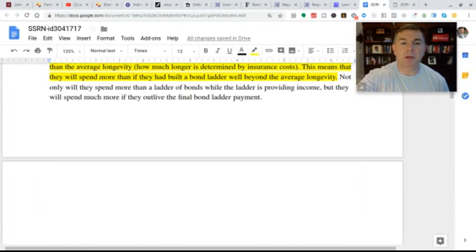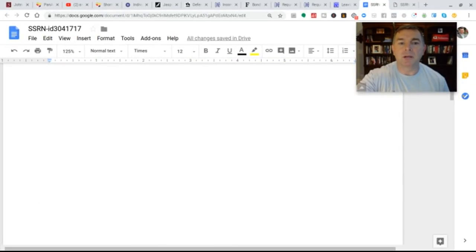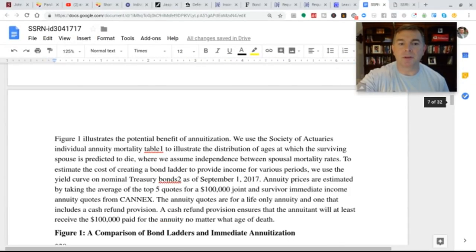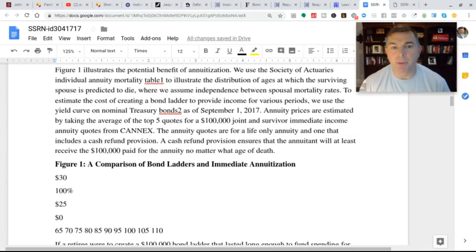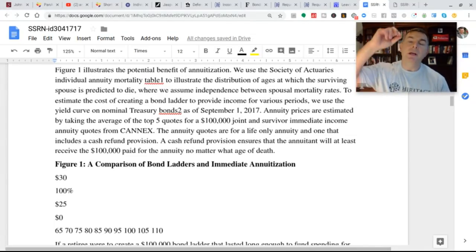Okay, I think that's probably a good place to stop, because the next part, we're going to start looking at some of the graphs they use. Yeah, okay, good. So we're going to do a comparison of bond ladders and immediate annuities. So stay with me here.